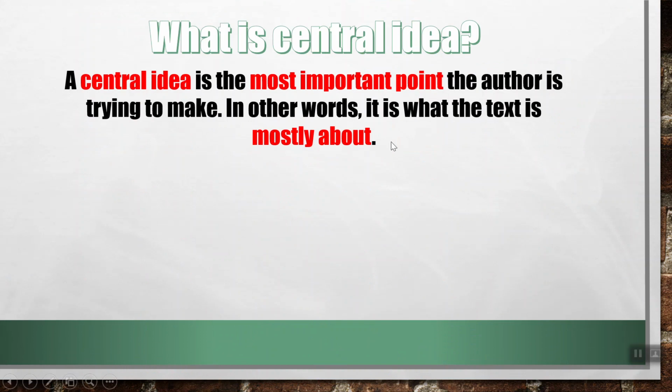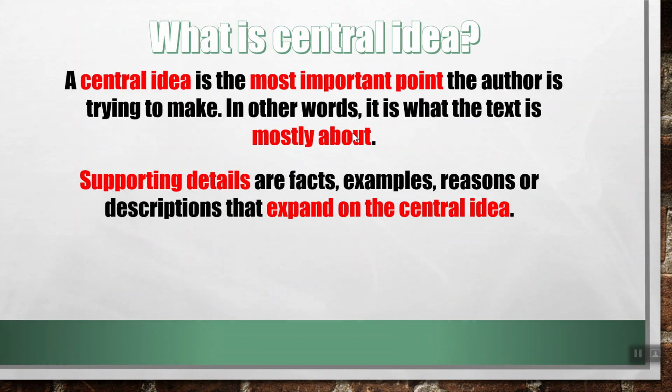When you are done reading the passage, what is the one thing the author really wants you to remember from what they've written? That is the central idea of the text. To help us determine a central idea, we look at the supporting details. Supporting details are facts, examples, reasons, or descriptions that expand or elaborate on the central idea. The supporting details help flesh out or help describe the central idea in more detail.